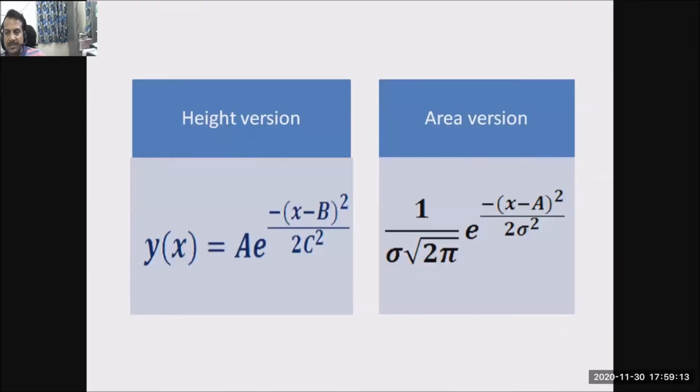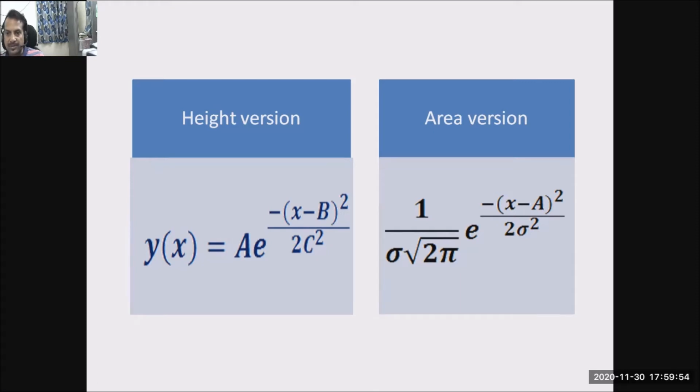Now, when it comes to application, we come across these two versions. They differ by what comes as a multiplicative factor. In the first version, the height version, we have three parameters, A, B, and C. Whereas in the area version, instead of the A parameter, we have sigma root 2 pi. So the area version is nothing but the normalized version of this height version. When it comes to usage, there is a little difference between these two, and one has to be careful in applying this.